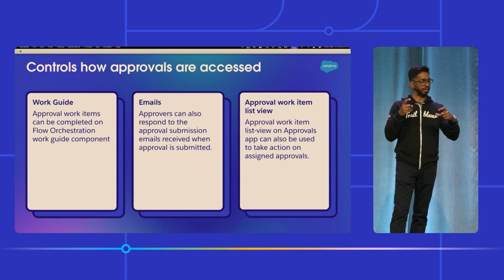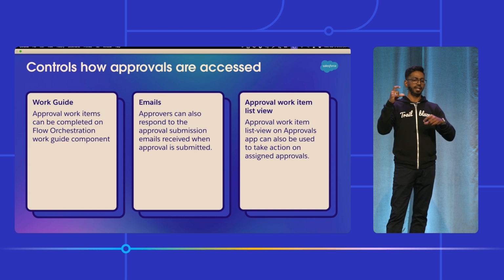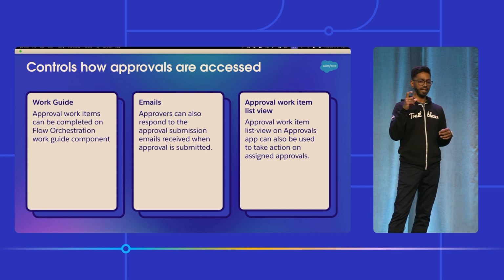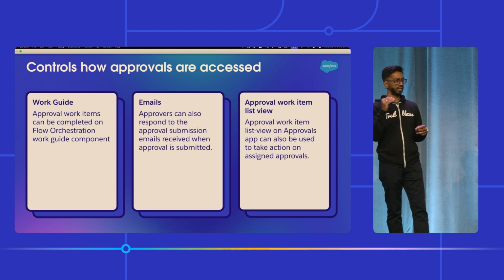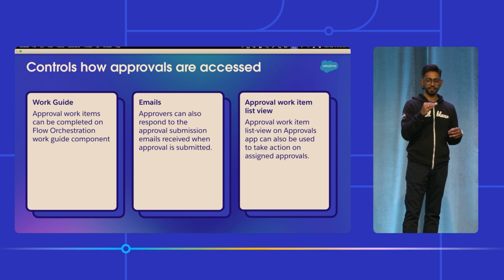And this is the screen flow that I was talking about earlier. The screen flow is rendered inside of the work guide. You don't have to do any work. All you need to do is make sure that it's available on that record.